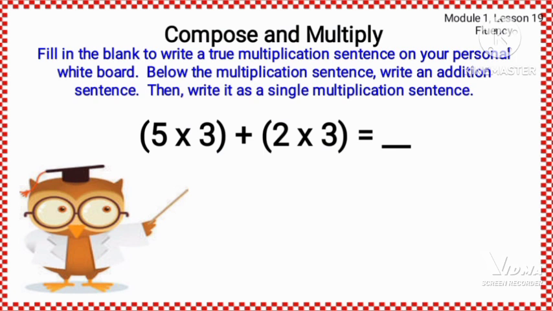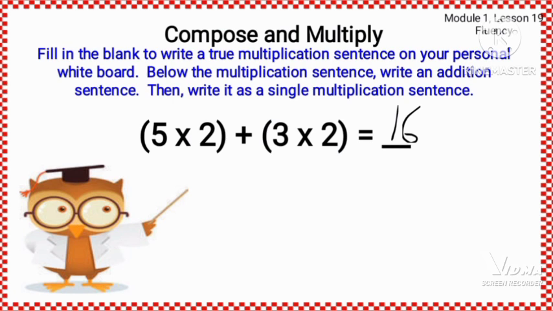Can you compose an array for what you're saying right now? 5 times 3 plus 2 times 3 in brackets. Fill in the blank to write a true multiplication sentence on your personal whiteboard. This is the same as 7 times 3, which is 21. 15 plus 6.